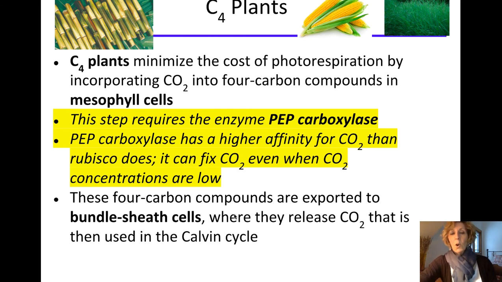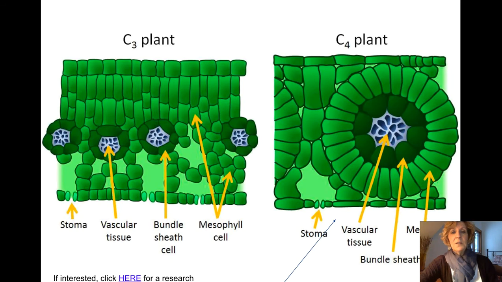So these 4-carbon compounds then, that is what happens when PEP carboxylase fixes CO2, they are stored into these special cells called bundle sheath cells, and then they are released into the regular mesophyll cells to complete the Calvin cycle. And so there is a very special anatomy that comes from this functionality that's called Kranz anatomy.